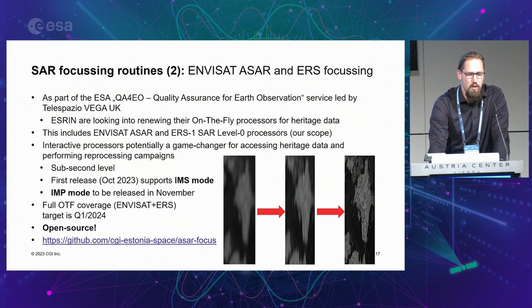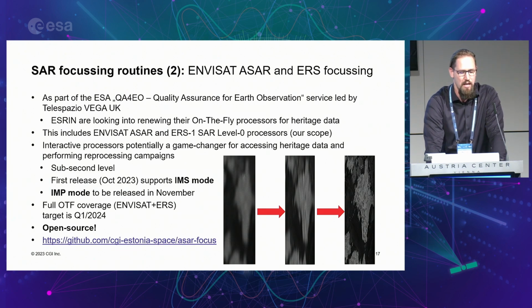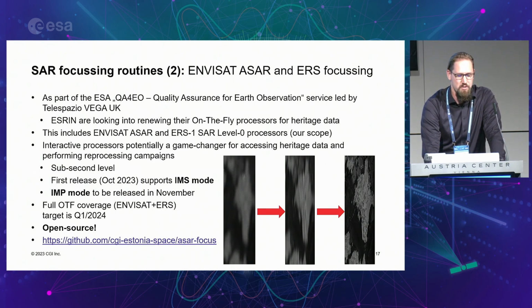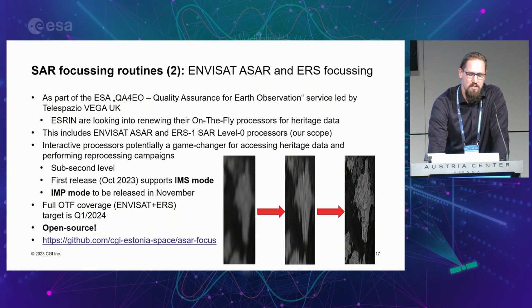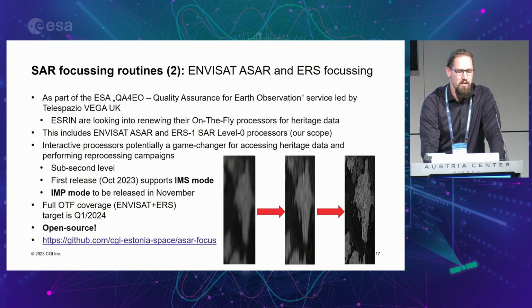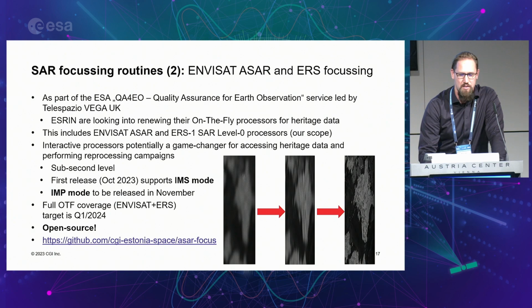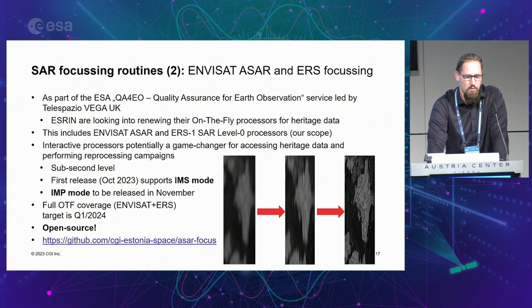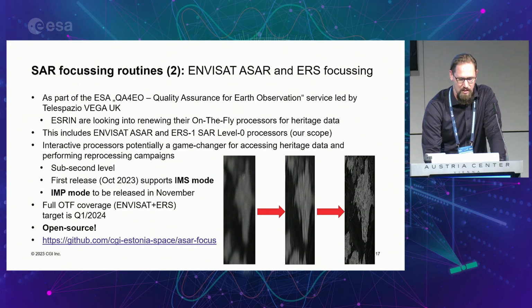To build on that work, we've now started cooperation with the ESA QA4EO team service led by Telespazio VEGA UK. ESRIN are looking into renewing their on-the-fly processors. As part of our work, we are building GPU-enabled ENVISAT ASAR and ERS SAR processors. These kinds of processors would potentially be a game changer for accessing any heritage data and performing any reprocessing campaigns, because you can do the SAR focusing at sub-second level. We've released the ENVISAT IMS mode already, and we'll release another mode in November. This is also an open source project available on GitHub, which you can have a look at.